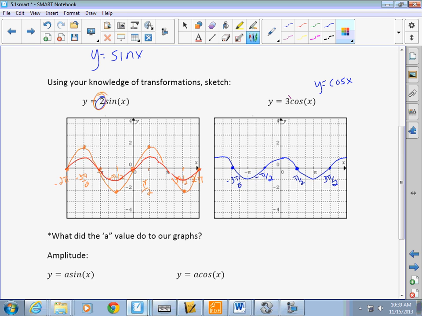Y is equal to 3 cos x then means that those y values that were at 1 and negative 1 are going to be tripled. So instead of being at 1 here, it's going to be at 3.